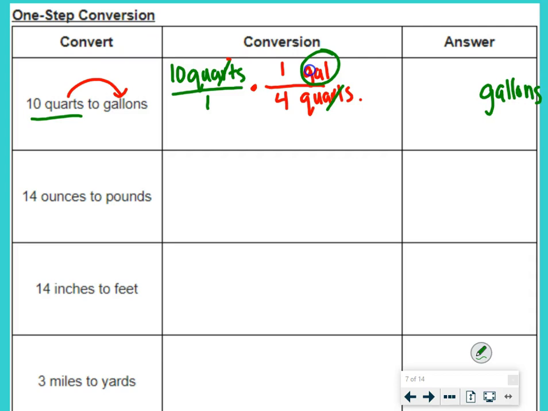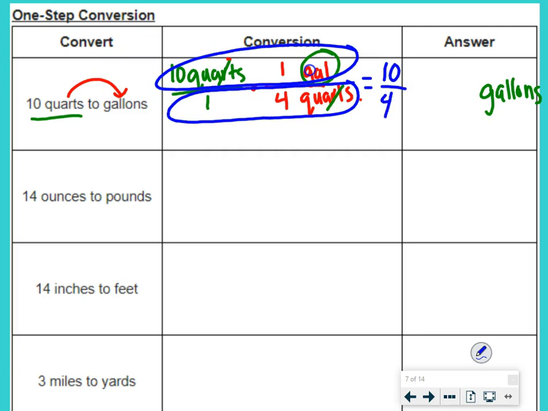So now all we have to do is multiply. So when we multiply fractions, we multiply the top. 10 quarts times 1 gallon is going to be 10. And then 1 times 4 is 4. Fraction means divide. If we do 10 divided by 4, we get 2.5. So our answer is 2.5 gallons. 10 quarts is 2.5 gallons.